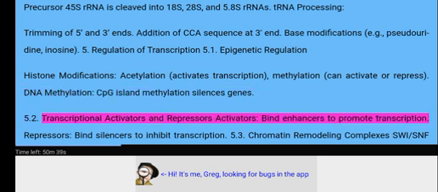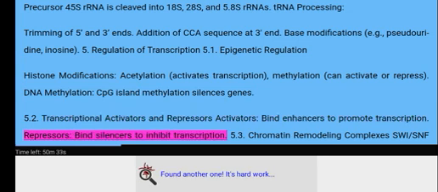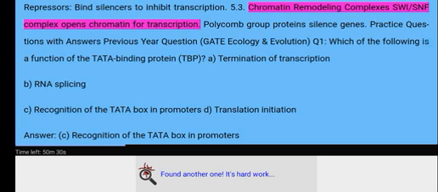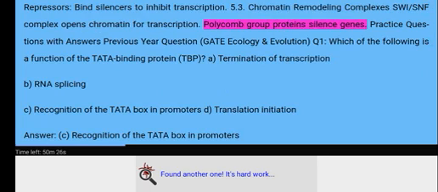5.2. Transcriptional activators and repressors. Activators bind enhancers to promote transcription. Repressors bind silencers to inhibit transcription. 5.3. Chromatin remodeling complexes. The SWI/SNF complex opens chromatin for transcription. Polycomb group proteins silence genes.